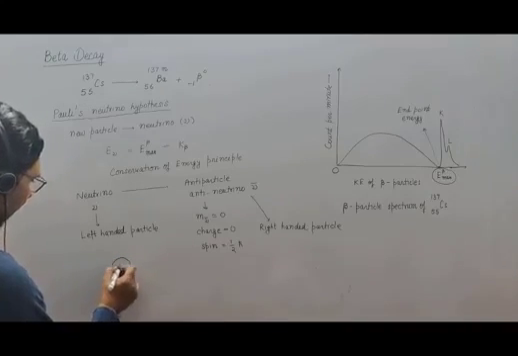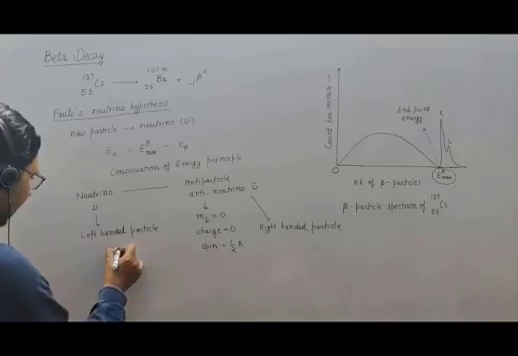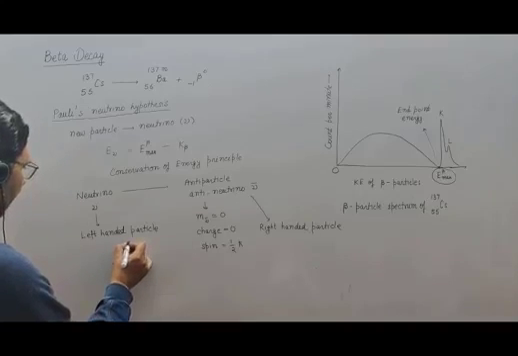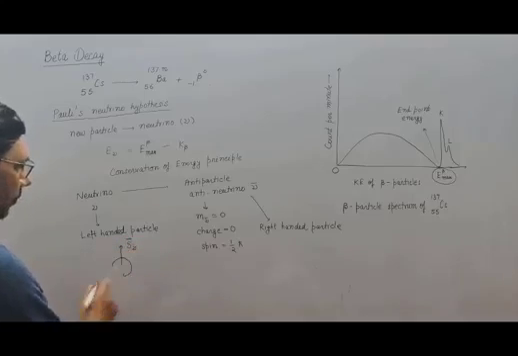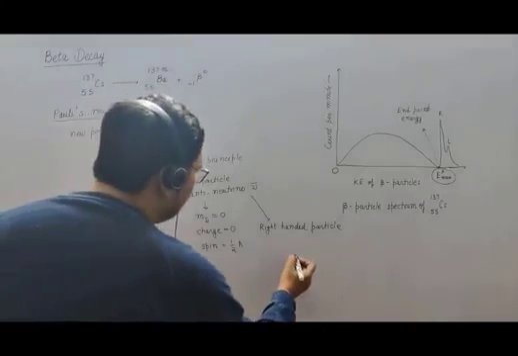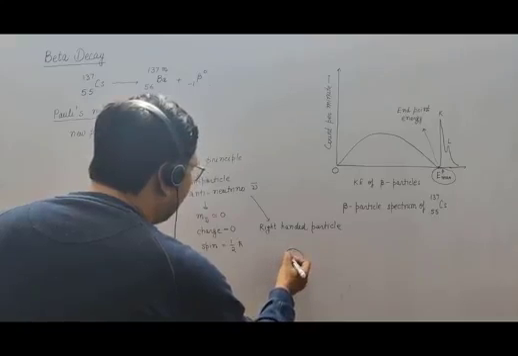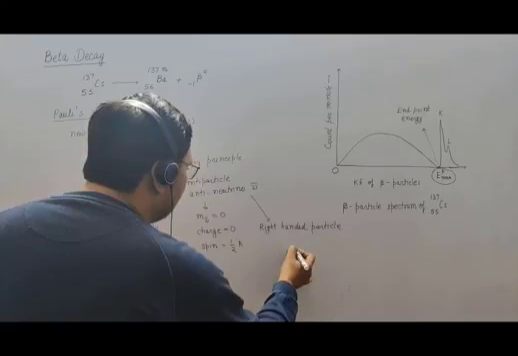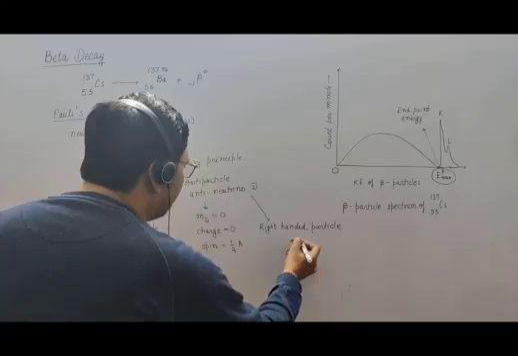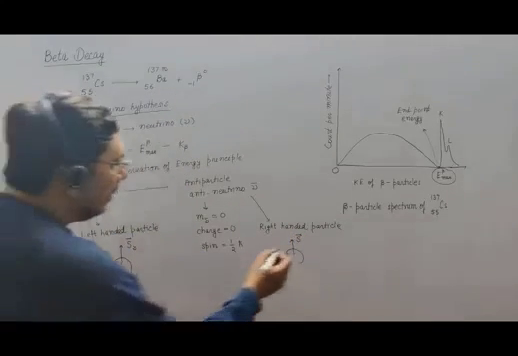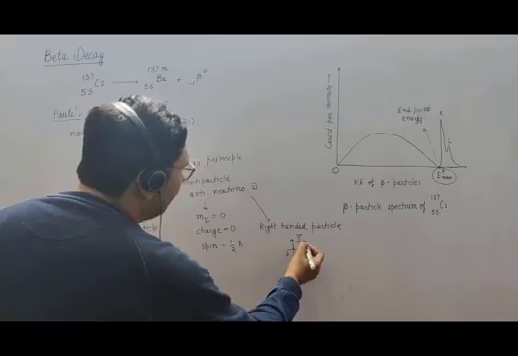So if this is spinning like this, then this will be the direction of the spin. This will be the spin of this nu. While in this case it will spin like this, and this will be the direction of the spin of this antineutrino.